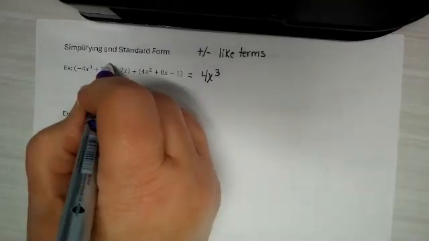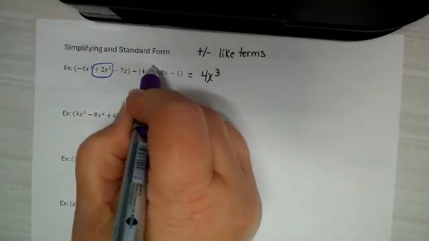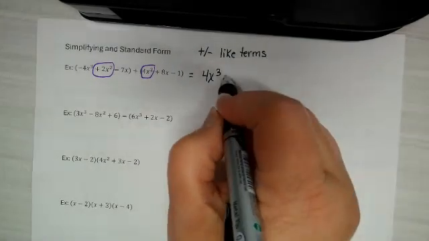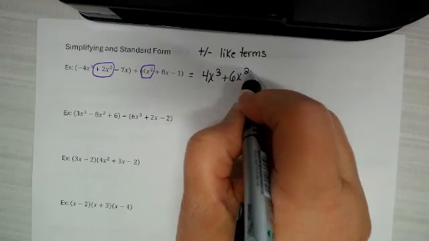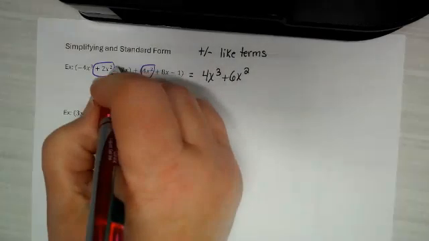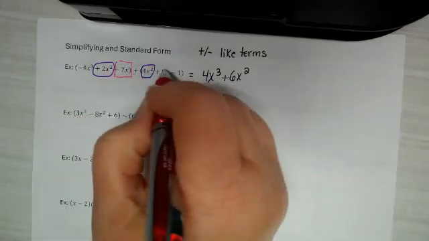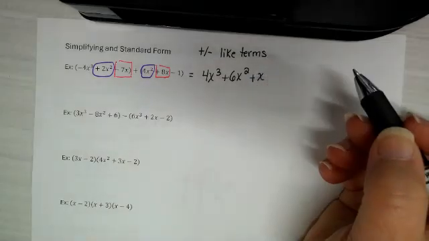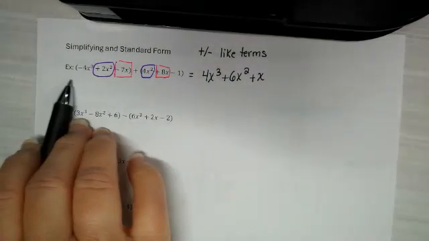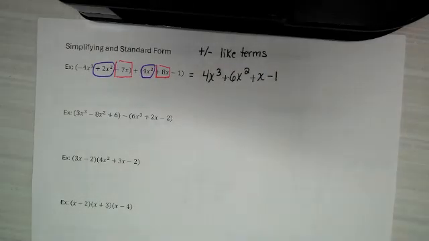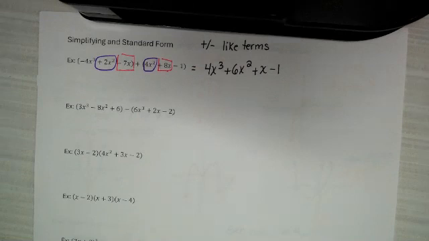Now, I've got a plus 2x squared, and I've got a plus 4x squared. So together, that's going to be 6x squared. For my x terms, I have a minus 7x and a plus 8x. So together, that makes positive 1x. And then this negative 1 doesn't have a like term to combine with, so it's just there. So we add and subtract the like terms.